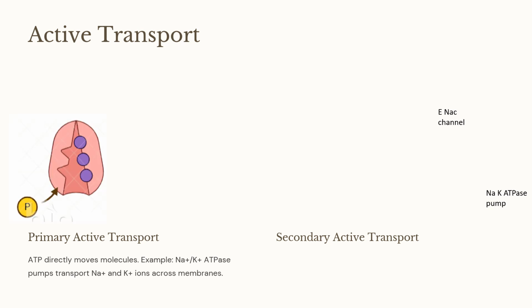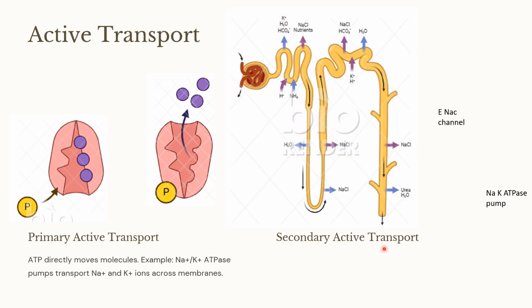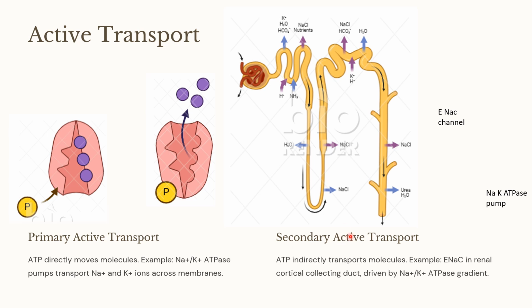In primary active transport, ATP, which I have denoted as a phosphate, directly moves the molecules. Say for example the sodium potassium ATPase pump, where it transports the sodium and the potassium ions across the membranes with the help of the phosphate molecules. So this is how, with the help of energy, the sodium is pumped out. And in secondary active transport, it does require energy in the form of ATP, but not similar to the primary active transport. In secondary active transport, the very best example is the one which happens in the renal cortical collecting duct. Here it is driven by the sodium potassium ATPase gradient.